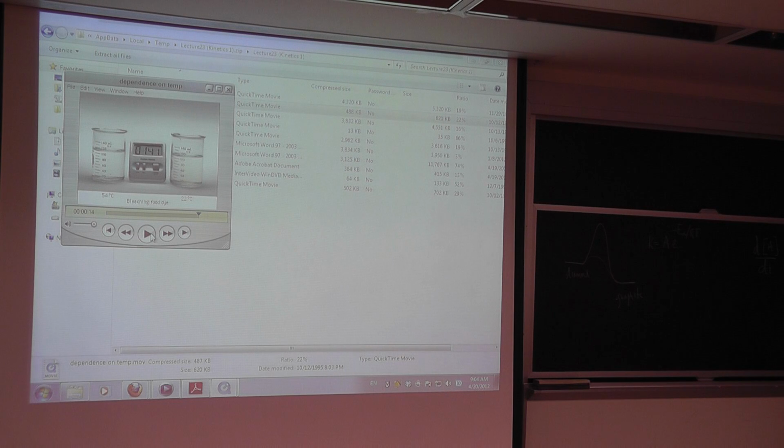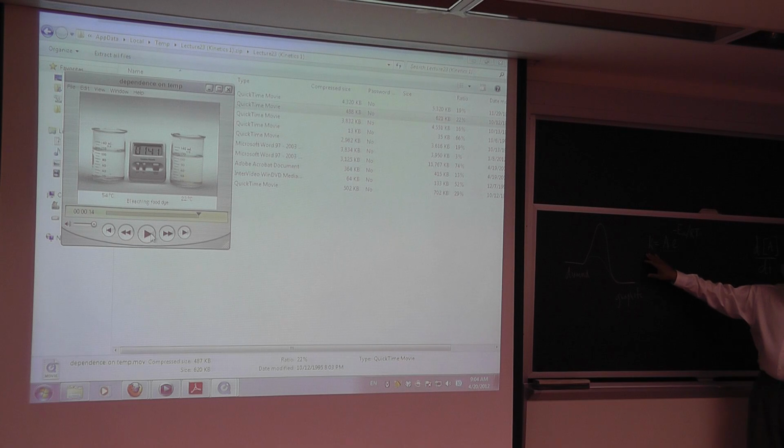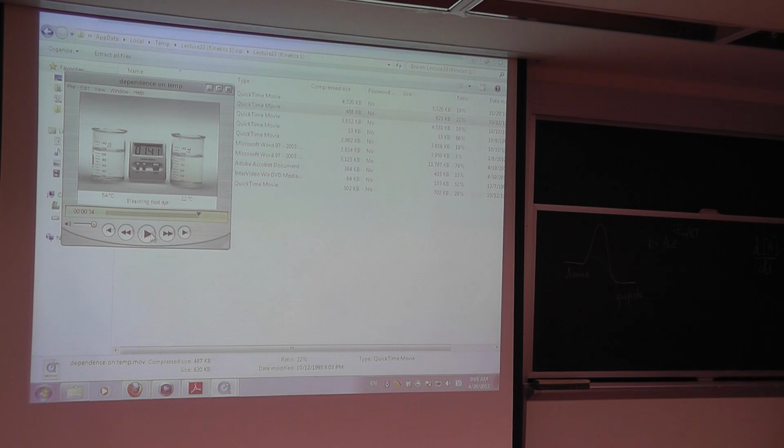Okay, usually when you increase the temperature, the rate constant increases, the rate increases, and that behavior is summarized in this very simple, elegant equation called the Arrhenius equation. We will talk about that soon.